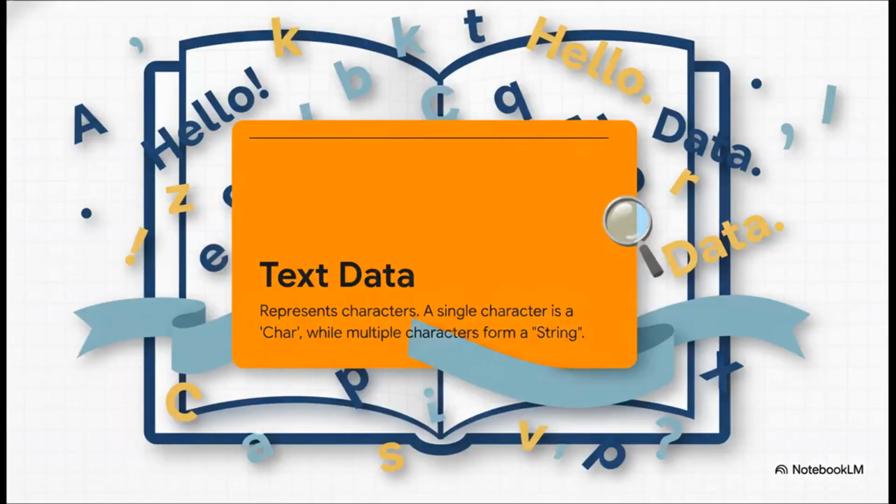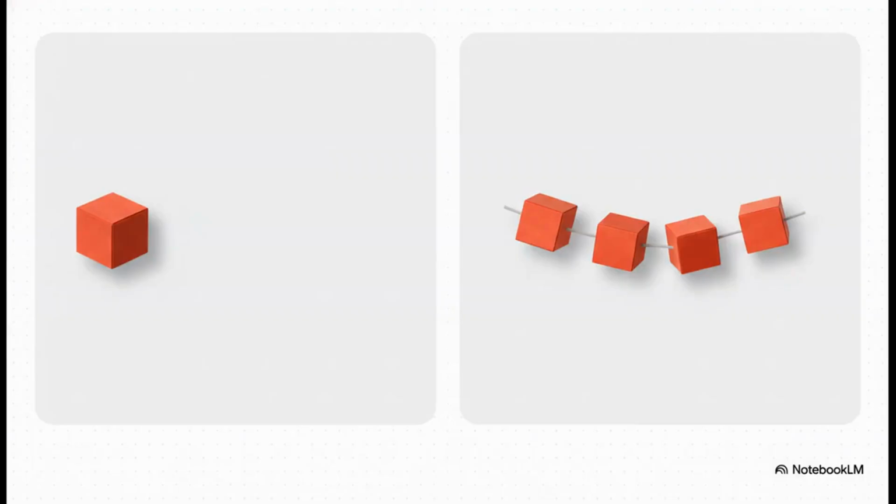And our final basic tool is for handling, well, text. And just like with numbers, we've got 2 different levels. We can deal with just one single letter or symbol at a time, or we can group a bunch of them together to form words, sentences, you name it. You can really see the difference here.